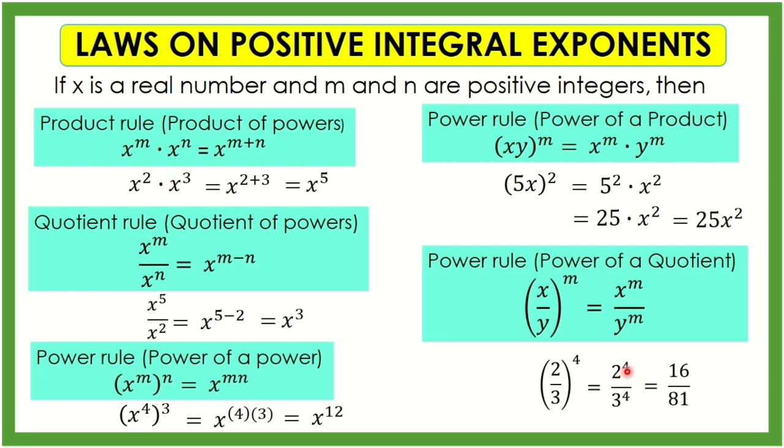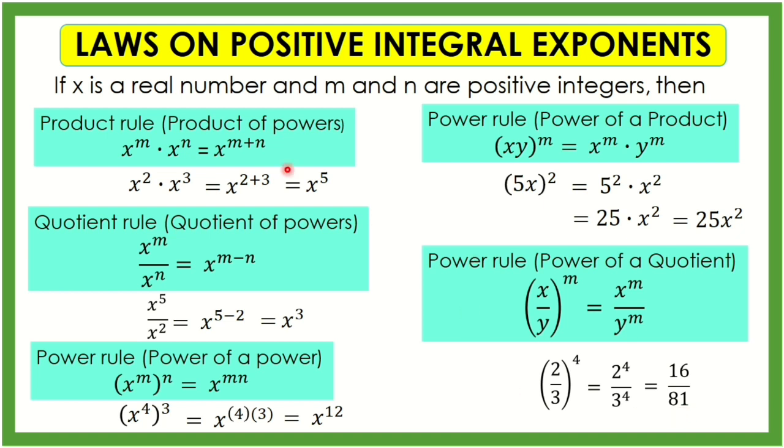Paano nakuha yon? So, 4 na beses mong imumultiply sa sarili niya yung 2. 2 times 2 equals 4. 4 times 2 equals 8. And 8 times 2 is 16. 3 raised to 4 means 3 times 3 is 9. 9 times 3, 27. 27 times 3 is 81. Then, okay, tignan kung pwedeng isimplify. So, since ito ay simplified na, this is the final answer.